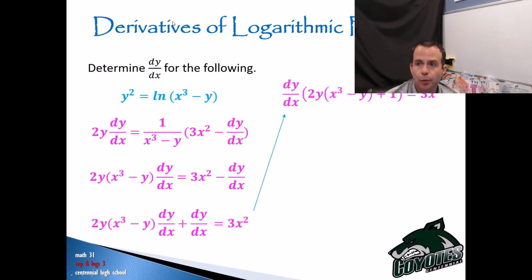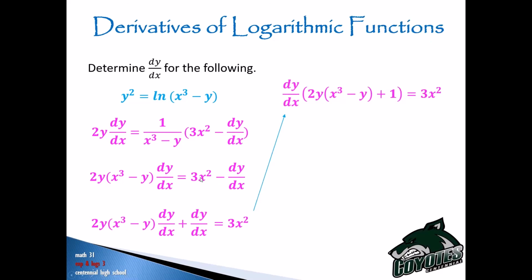My big old head might be in the way for that guy. I'm going to hide myself for a sec. So I end up with derivative of y times 2y times x cubed minus y, and then plus 1 equals 3x squared. Now, essentially, if I want derivative of y by itself, I have to divide both sides by this. So I'm going to do that, but at the same time, I'm also going to distribute this because that's not in a fully factored form because of that plus 1 on the other side. So I really just want to get rid of the brackets to clean that up. So that's going to be 2x cubed y minus 2y squared plus 1.